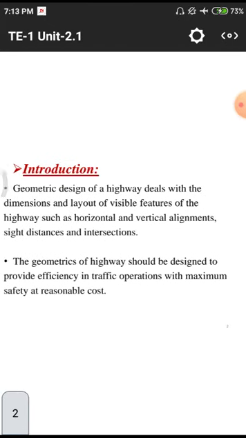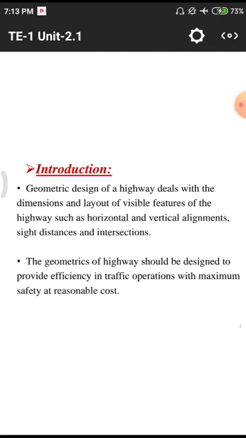Okay, first of all we need to introduce the topic, geometric design. That means the geometric design of a highway. It deals mainly with dimensions and layout of visible features of the highway, such as horizontal and vertical alignments, sight distances and intersections. First of all, the geometric design of a highway mainly deals with dimensions.